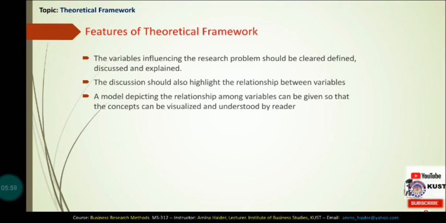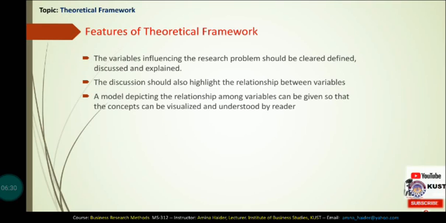So the first feature is saying that you have to define and discuss the variables that you are using in your study. For example, age, you have to define it, you have to explain what is meant by age in your study. For example, if you are taking income and saving as variables, you need to define it, you need to clarify it for your reader.